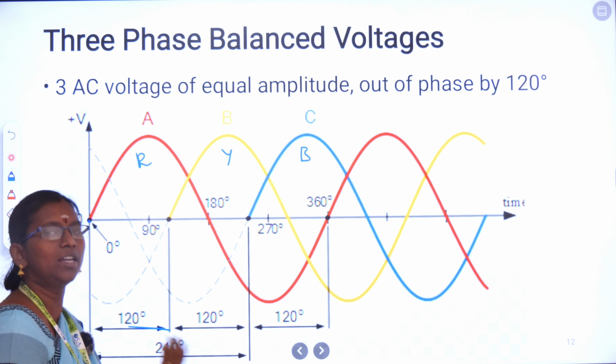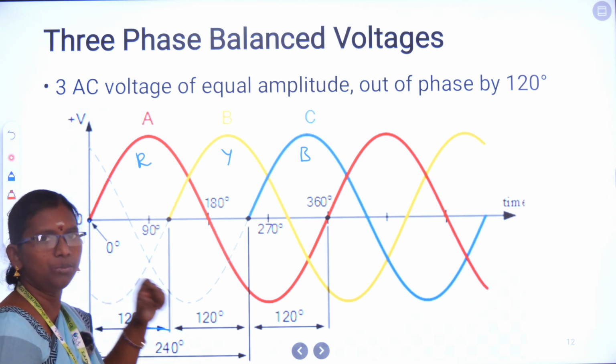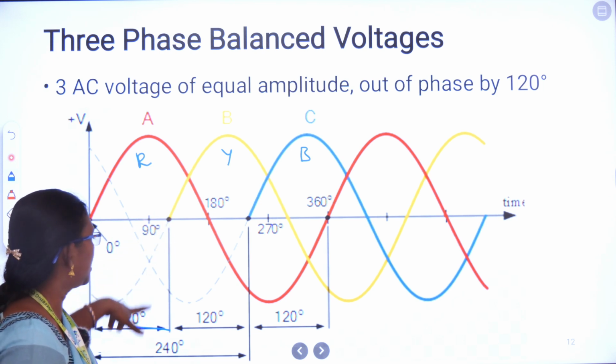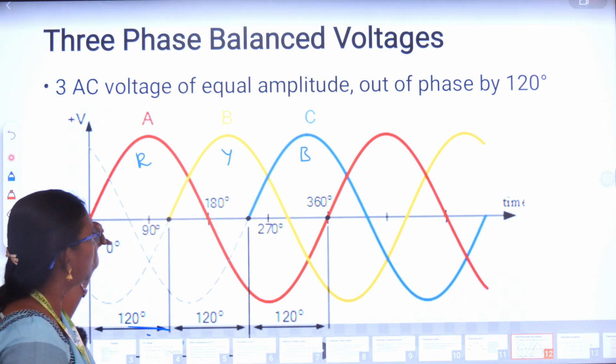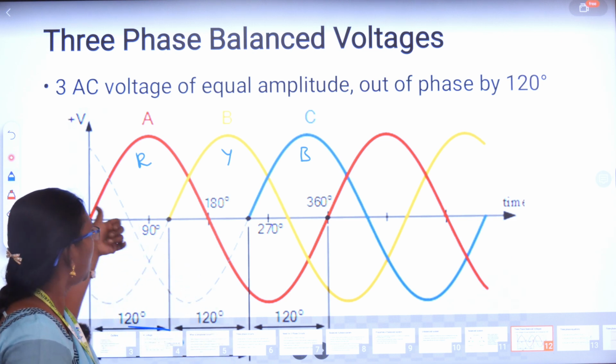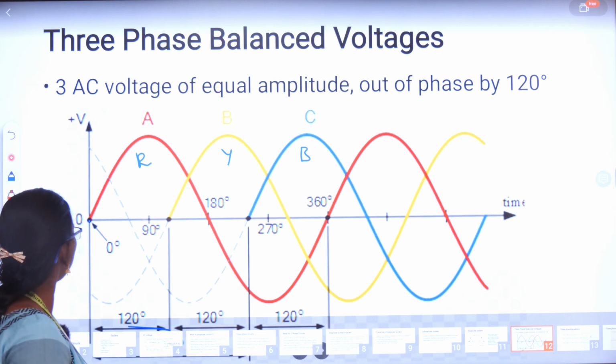As we discussed, a balanced system is going to have the same amplitude, the same frequency, but the difference between them is only the phase shift. So R and Y have a phase difference of 120, Y and B have a phase shift of 120, and R and B are going to have a phase shift of 240.